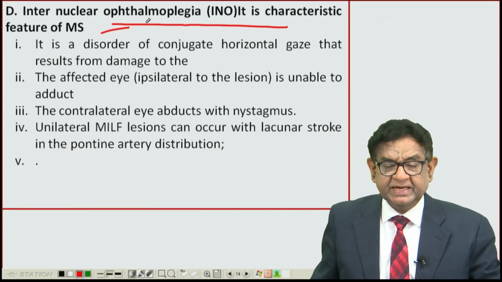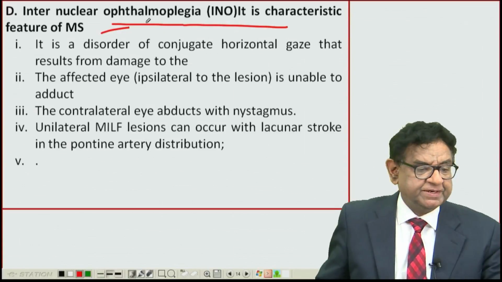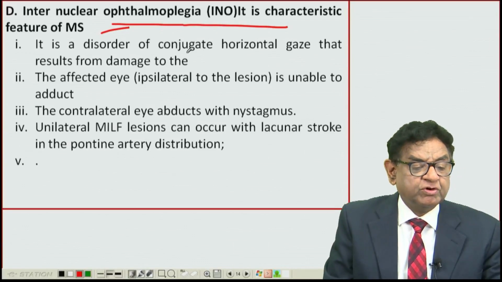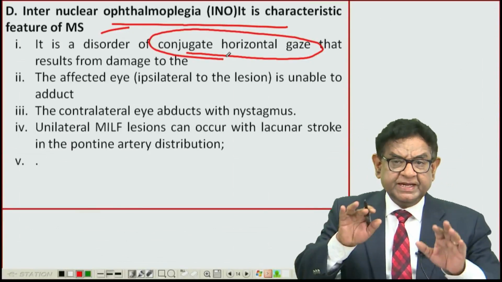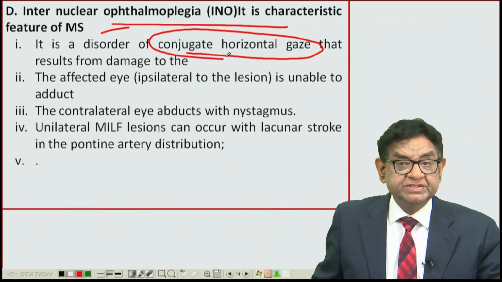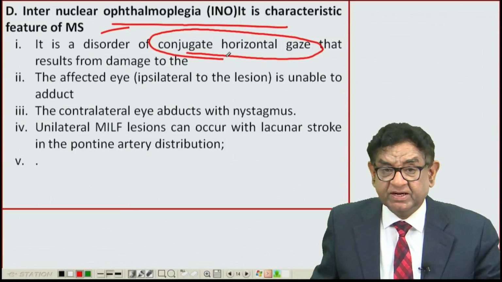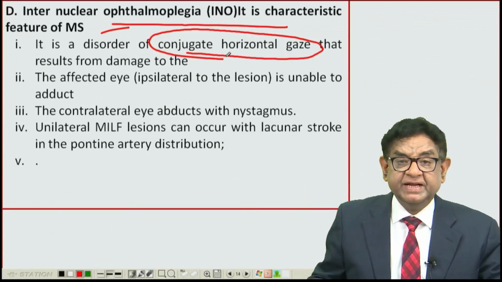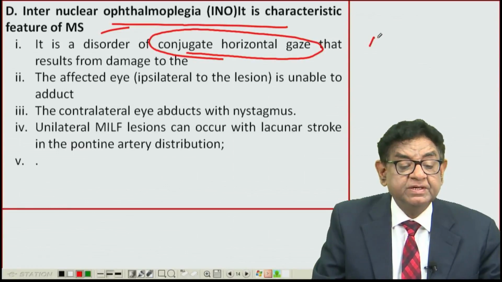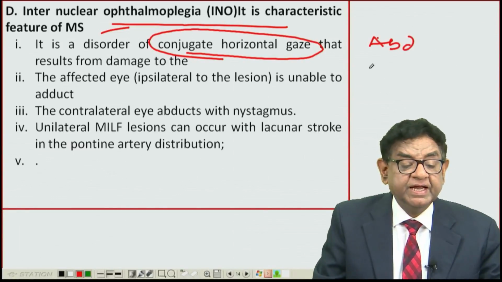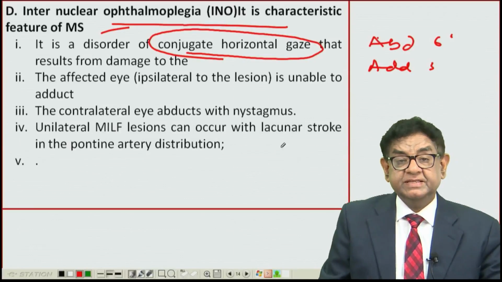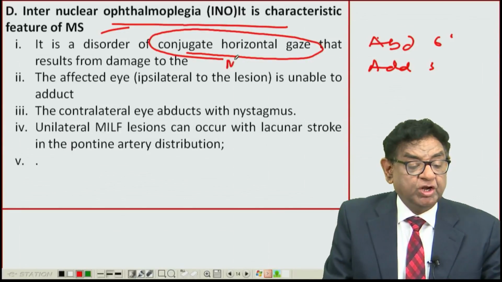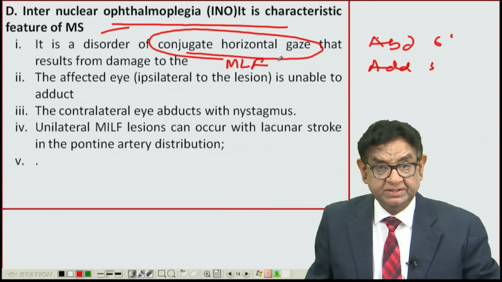First, we learn the text, then I'll show you a photograph also, and then you'll understand better. It's a disorder of conjugate horizontal gaze. This point should be noted very clearly. Horizontal gaze, and which nerve is involved? It is the sixth nerve, lateral rectus is involved in abduction. And for adduction, the third nerve is involved. Okay? And in this, there is damage to the medial longitudinal fasciculus.